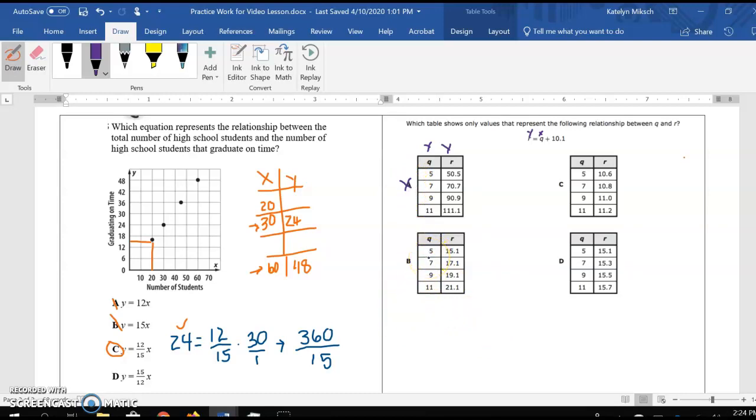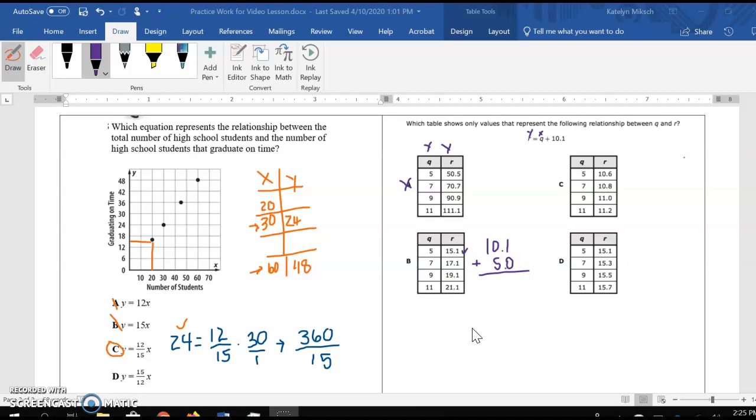5 plus 10 is 15. 7 plus 10 is 17. 9 plus 10 is 19. 11 plus 10 would be 21. So now we can use our actual number. 5 plus 10.1, that would give me 15.1. And I can always check it if I need to. So if I want to double check my work, I can set up an addition problem. 10.1 plus 5 should give me 15.1.